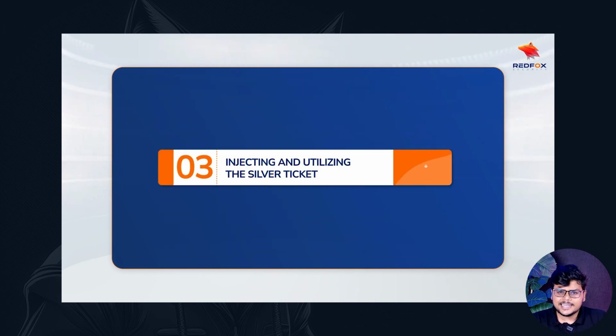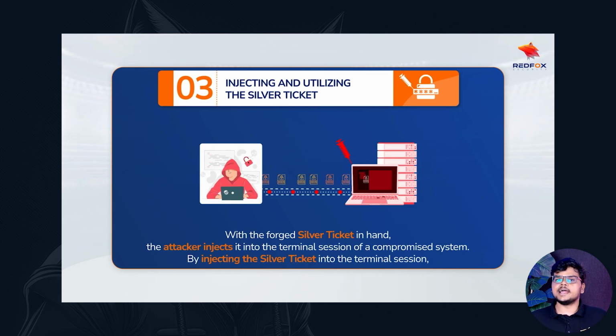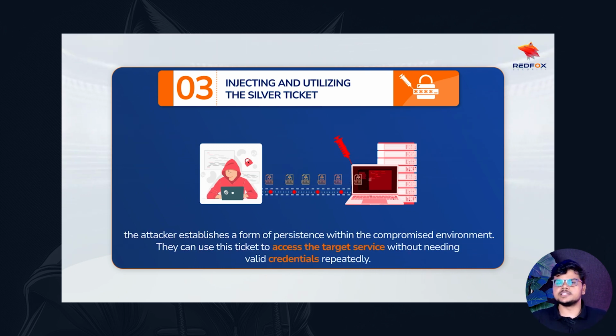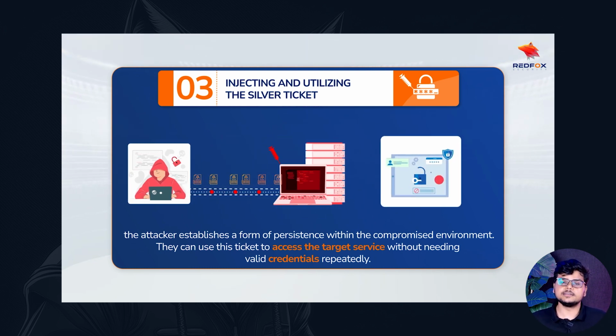Third, injecting and utilizing the silver ticket. With the forged silver ticket in hand, the attacker injects it into the terminal session of a compromised system. By injecting the silver ticket into the terminal session, the attacker establishes a form of persistence within the compromised environment. They can use the ticket to access the target service without needing valid credentials repeatedly.